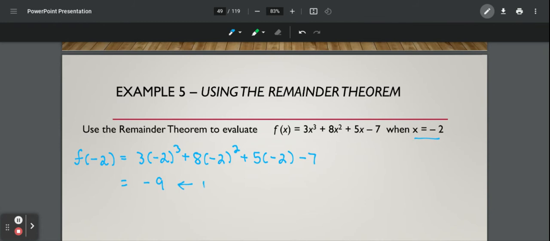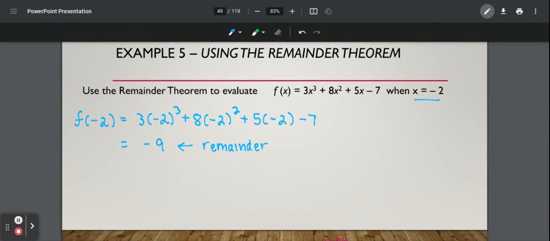So what we find out is that the remainder is -9 if, in this case, we took x plus 2 and divided it into 3x cubed plus 8x squared plus 5x minus 7. We would find out with that division that the remainder is -9. It doesn't tell us what the quotient is, it just tells us what the remainder is.